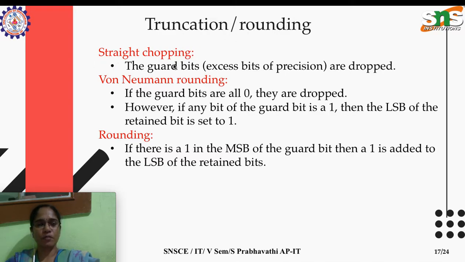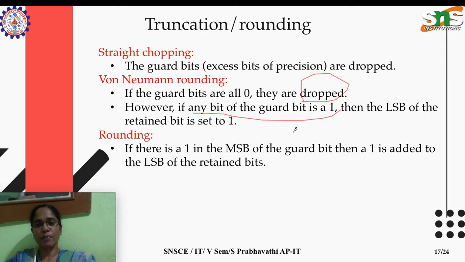So this is about the guard bits, and we'll move to see the round off or the truncation. First, straight chopping: the excess bits after the calculation, the guard bits, will be there in the result, and they need to be chopped, directly removed. That's called straight chopping. Von Neumann rounding off: if the resultant operation produces the 2 extra guard bits as 0, we could straight away drop them. Or if any of the guard bits has the value 1, the LSB of that result should have 1.